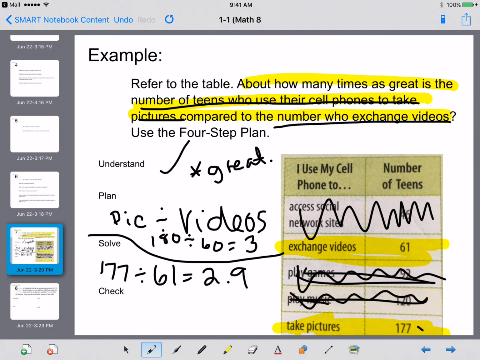Is 2.9 close to 3? You can sure bet that it is. So checking back, our answer is reasonable. 2.9 and 3 are very close. So check, we solved it. If I wanted to be proper, I can't fit it here, but I would say the number of teens who use their cell phone to take pictures is 2.9 times greater than the number who exchange videos.